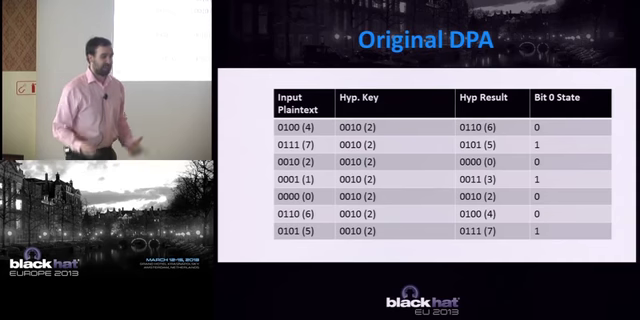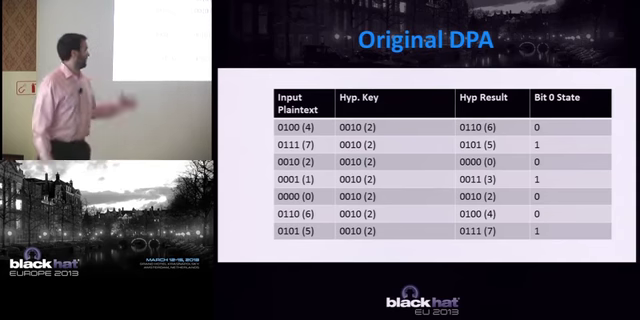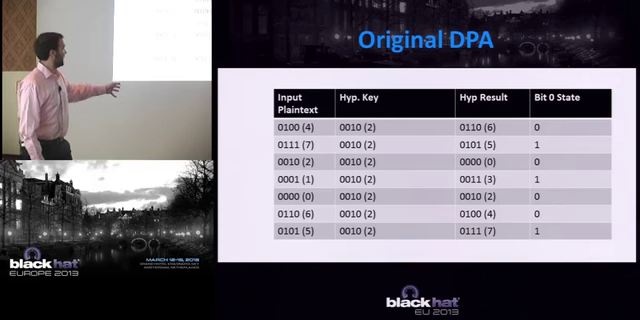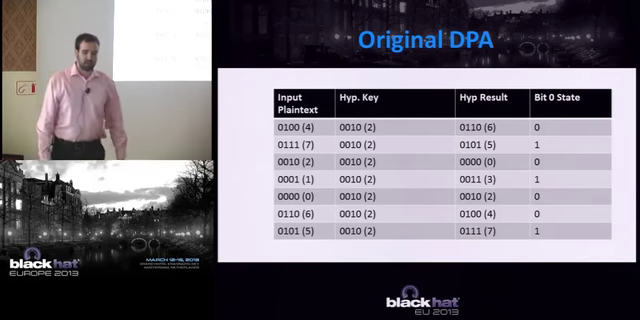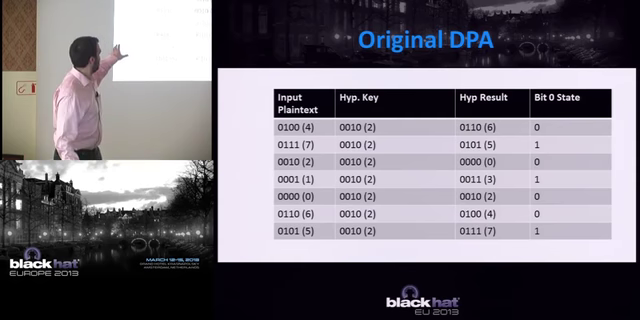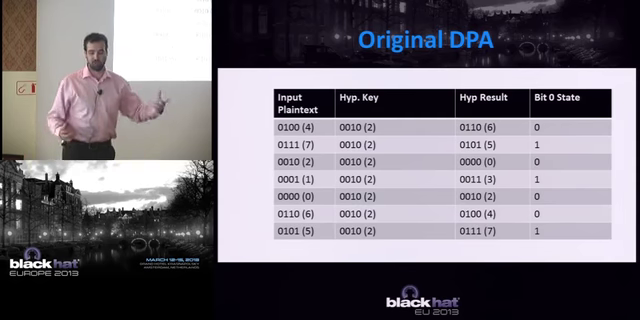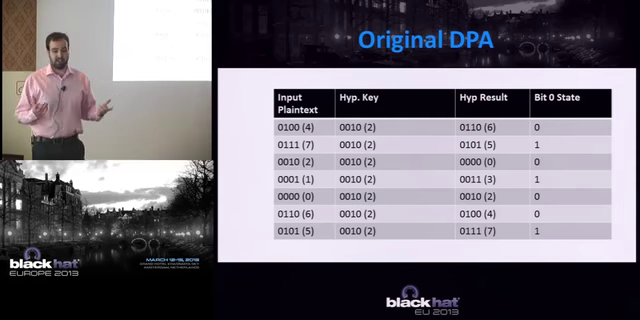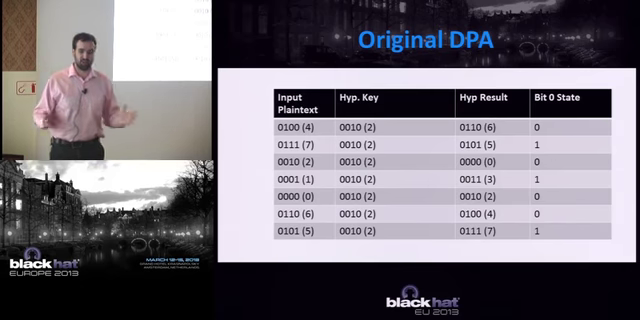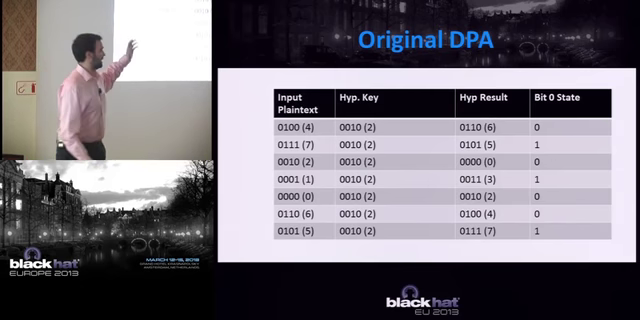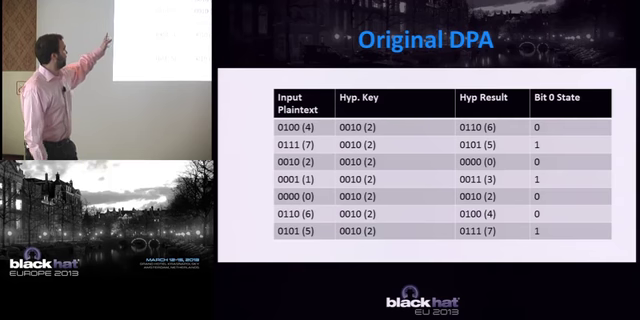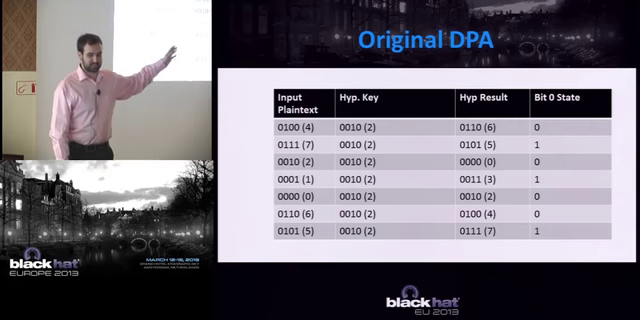I can also guess what the hypothetical key might be. There's 16 possibilities that that key could be. So for each of those input plaintexts that I know, because I chose them randomly, I can say, well, if the key was 2, I'm going to try every guess. If the key was 2, if the key was 3, etc. The hypothetical result would be 6.